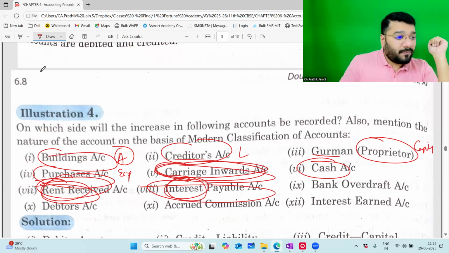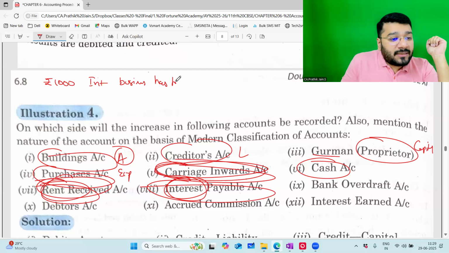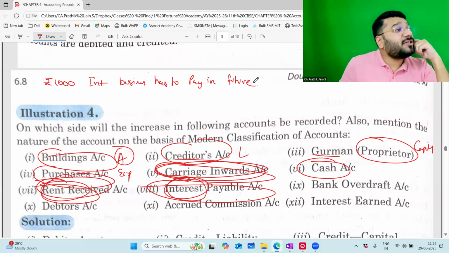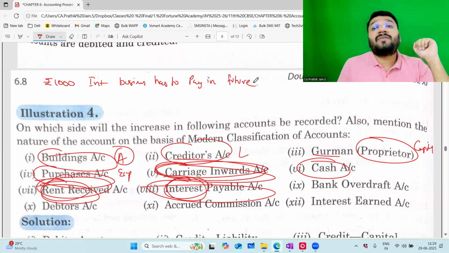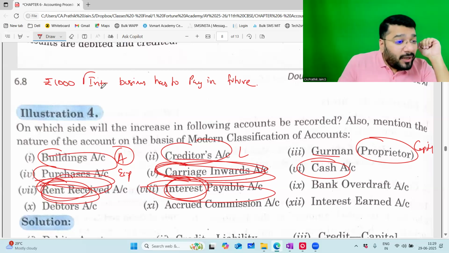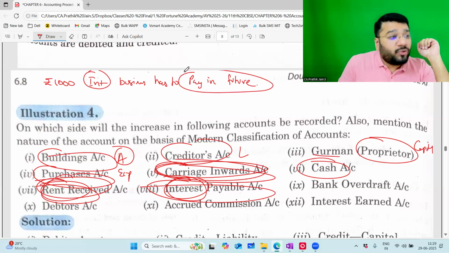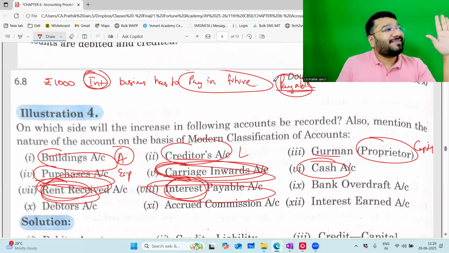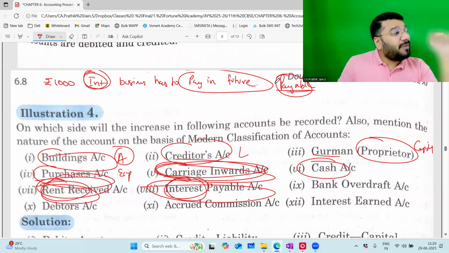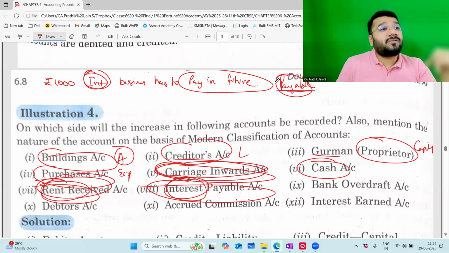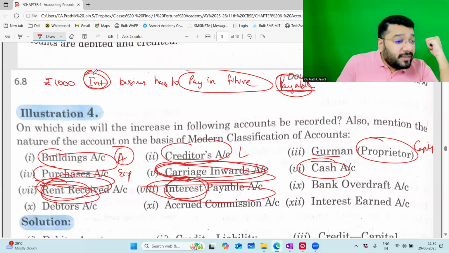Now understand this. Rupees 1,000 interest the business has to pay in future. Is this a business financial transaction? Yes. Which two accounts are affected? One, the interest account is affected. And since I have to pay in future, paying in future is called payable. So one is interest account, one is interest payable account. In this transaction, how many accounts are affected? Two accounts are affected.